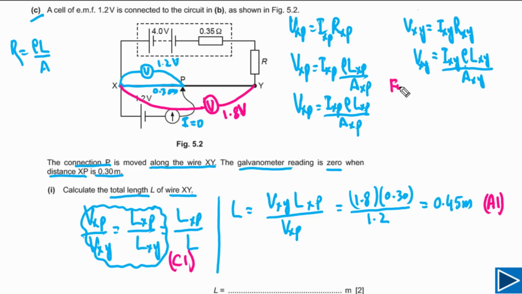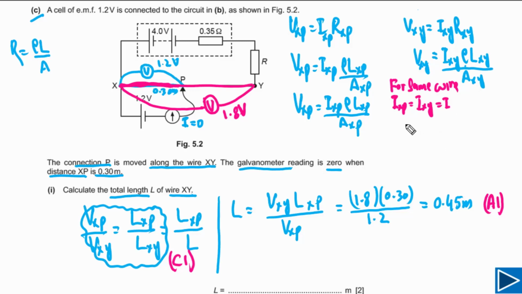Now we need to understand what is the same for these two wires. In this question we are talking about this wire, and this is the same wire. For this same wire, we need to understand what is the same for XP and for XY. The first thing we can say is that in this case Ixp will be equal to Ixy, or simply we can say this is equal to I.